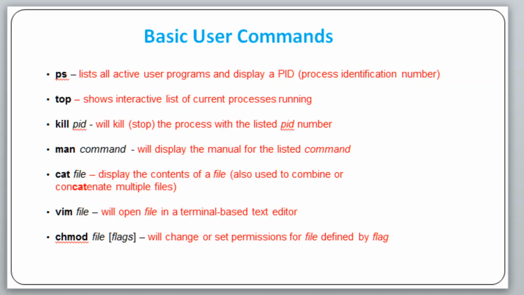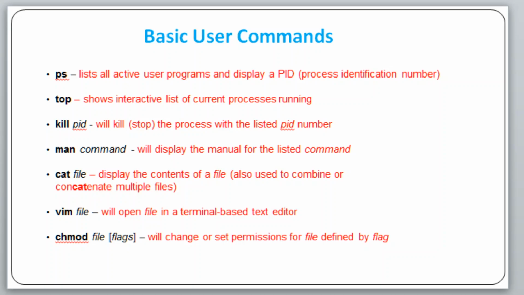So we have PS, which will list all active user programs and display a PID of it, or process identification number. We have top, which shows an interactive list of current processes running. We have kill PID, which will stop the process with the listed PID number. We have the man command, which will display the manual for the listed command. We have cat, which displays the contents of a file, and it's also used to combine or concatenate multiple files. That's where cat comes from, guys. It's the middle three letters right there.